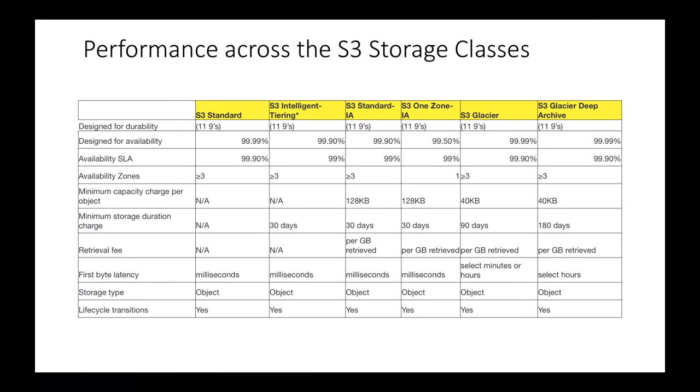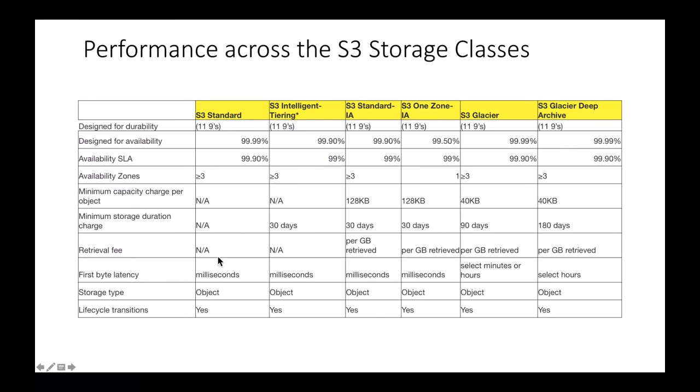Then there's the maximum capacity, the charge per object, the retrieval cost, and the minimum object size you can put within that storage layer. Same goes with how long you must store your data. For instance, if you are storing your data in S3 Glacier Deep Archive, it should stay there more than 180 days. For Glacier it is 90 days. For Intelligent-Tiering it is 30 days.